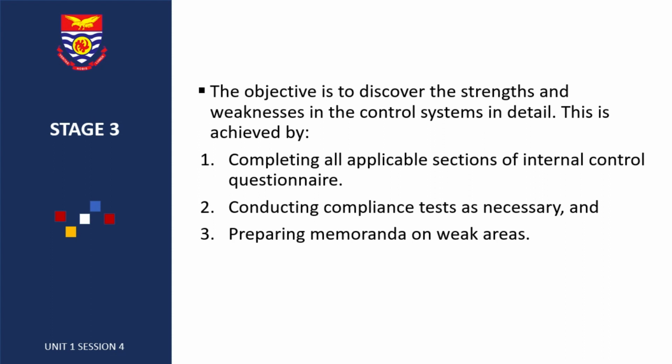Now, stage 3. The objective of stage 3 is to discover the strengths and weaknesses in the control system in detail. So you need to assess and identify what are the strengths and weaknesses in the internal control of the client. That will inform you how you are going to approach transactions, how you are going to assess and test some of the things. And this can be achieved by completing all applicable sections of the internal control questionnaire, conducting compliance tests as necessary to see whether the internal controls are working, and then preparing a memoranda on weak areas.